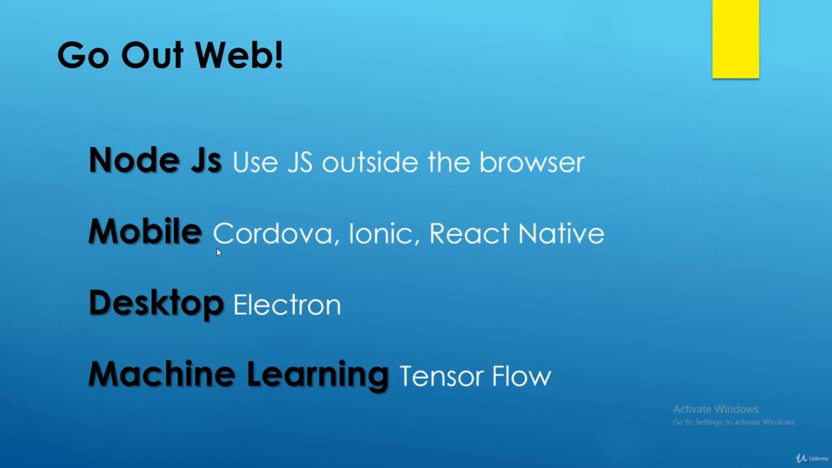JavaScript is not working today with the web only. If you look at Node.js, it's using JavaScript outside the browser. As well, in the mobile world, you can see Cordova, Ionic, and React Native using JavaScript. As well, Electron is using JavaScript in desktop applications. And lastly, TensorFlow is using JavaScript in machine learning.